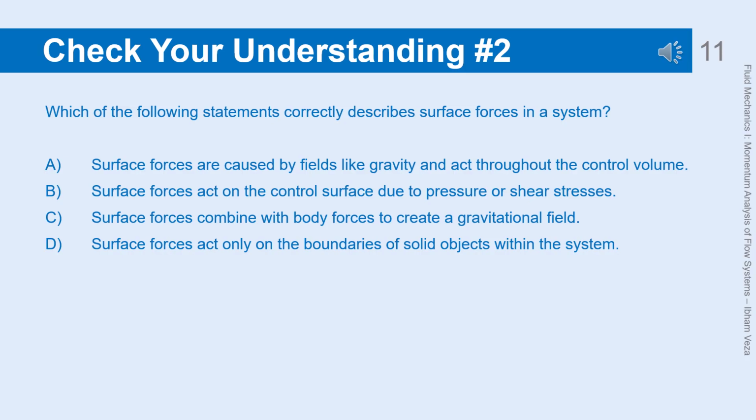Explanation of incorrect options. Option A. This is incorrect because body forces, not surface forces, are caused by fields like gravity and act throughout the control volume. Surface forces specifically act on the boundaries, the control surface. Option C. Surface forces do not create a gravitational field. Instead, they act on the control surface due to external pressure or shear stresses. Gravitational fields are related to body forces. Option D. This is incorrect because surface forces act on control surfaces, which could include fluids, not solely on the boundaries of solid objects. Surface forces are not restricted to solids.